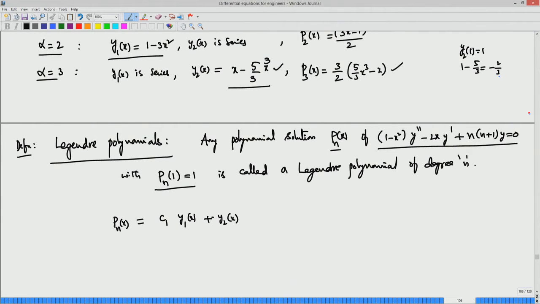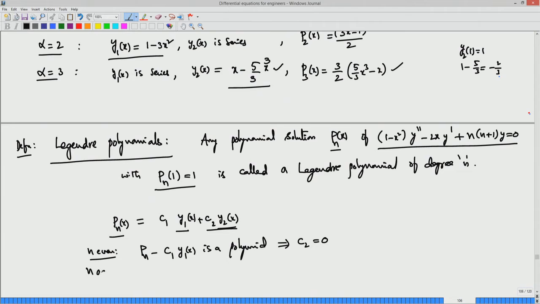Okay. So, you have C1 times y1 plus C2 times y2, where C1, C2 are arbitrary constants, and you see that y1 is a polynomial if n is even, and y2 is a polynomial if n is odd. Okay. So, in any case, let us choose n is even. So, if n is even, Pn is a polynomial, and Pn minus C1 y1 is a polynomial. Okay. But C2 y2(x) is a series. That means a polynomial cannot be equal to a series. So, that means C2 has to be 0 in this case.